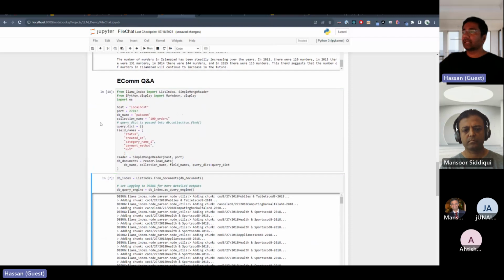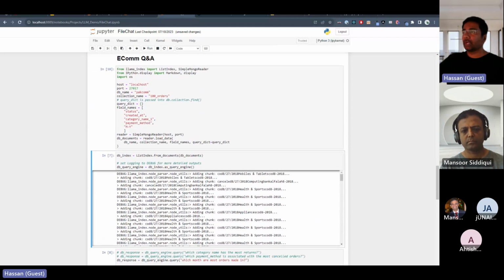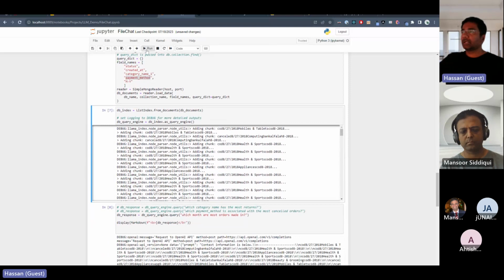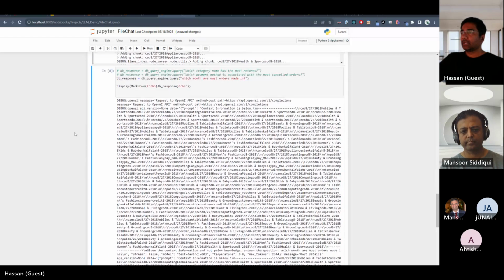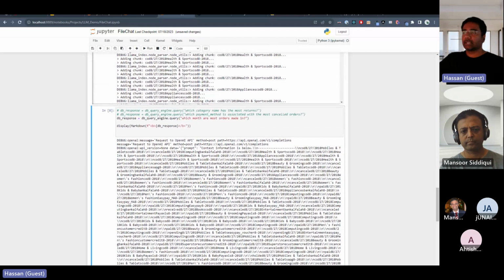So this is another thing that LlamaIndex can do for you. I'm making that connection to MongoDB here, telling it which collection to look at, and then which fields within that collection to focus on: status of the order, when it was created, payment method that was used, and so on. I'm going to run that and then build a query engine on top of that. Now I can start asking it questions about that data, which it has no summarization or anything over. It's just individual orders, but I can ask it which month most orders are made in.